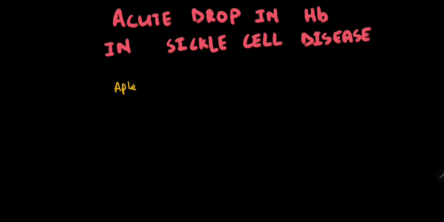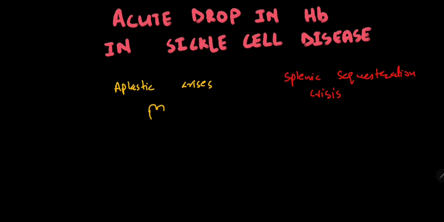One is the aplastic crisis, and the second is the splenic sequestration crisis. So let's first talk about the aplastic crisis. So what is involved here is the bone marrow. I want you to think about the bone marrow. And in the bone marrow, we have erythroid progenitor cells.